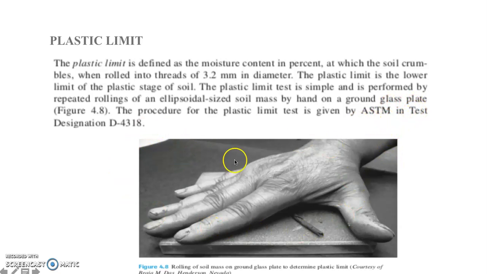So this is the illustration for our plastic limit. This is given by the ASTM, American Standard Testing Materials. It is identified in test designation D-4318. So this is how you're going to perform your plastic limit. You're going to roll a 3.2 mm diameter thread of soil without crumbling. So that is how plastic limit is being defined, is being illustrated.